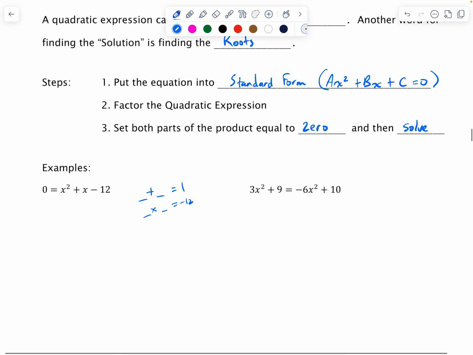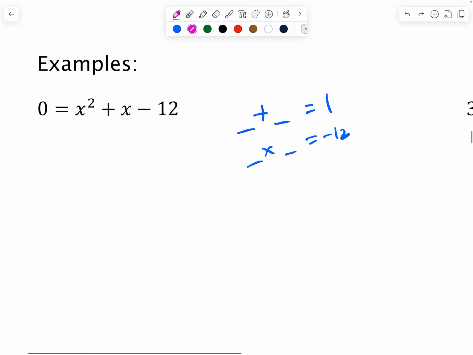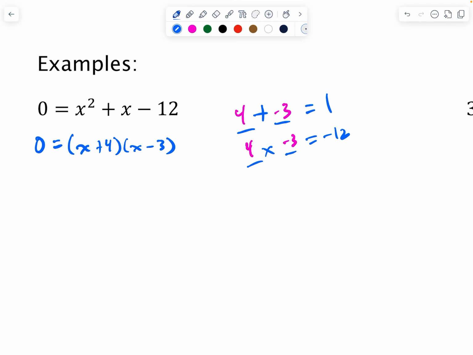You may note, by the way, I skipped step 1, put the equation in standard form. That's because it is in the form I want it to be. It's got ax squared plus bx plus c. So I need to come up with 2 numbers that add to 1, multiply to negative 12, and they are 4 and negative 3. So that means factored form is x plus 4, x minus 3.